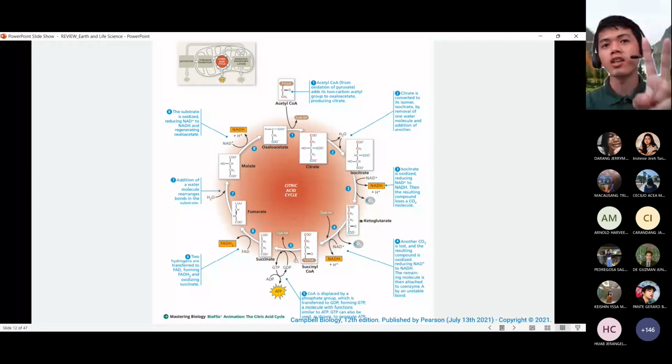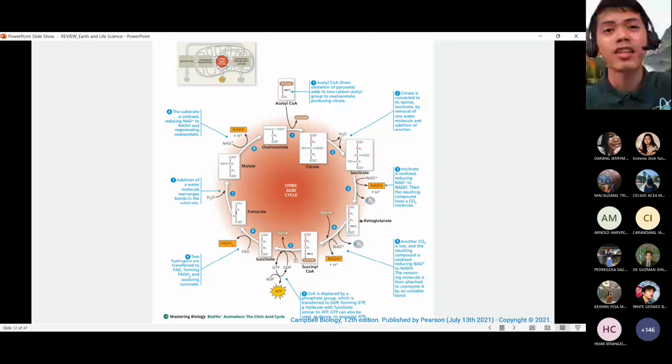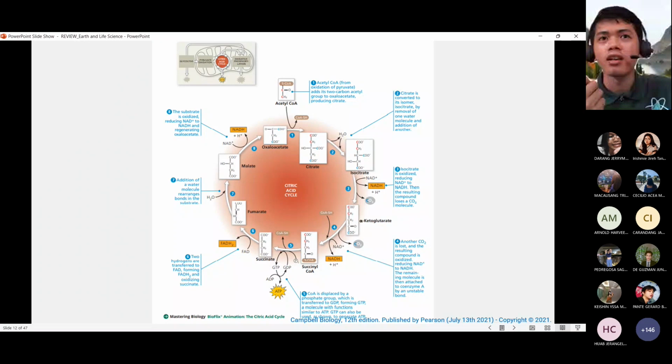For every turn, we can form 3 NADH, 1 FADH2, 1 ATP, okay? And of course, two carbon dioxides. That is the first turn, for every turn of the citric acid cycle. Now, since there are two turns, just multiply those products in the first turn. We can now form 6 NADH, 2 FADH2, 2 ATP, and of course 4 carbon dioxide. Remember that those are the products of the Krebs cycle or citric acid cycle.